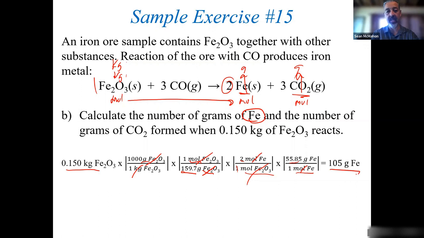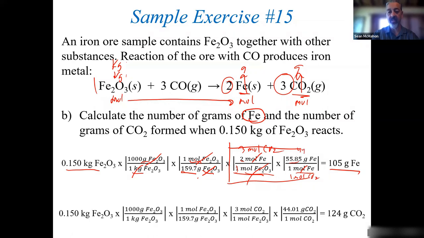I do the same exact thing, except the difference is going to be this second half. Why? I still have to convert kilograms to grams, grams to moles, but then I'm going to have 1 mole of iron 3 oxide, and I'm going to convert it to 3 moles of CO2, and then 1 mole of CO2 is going to be what? 44 grams. So exact same setup.